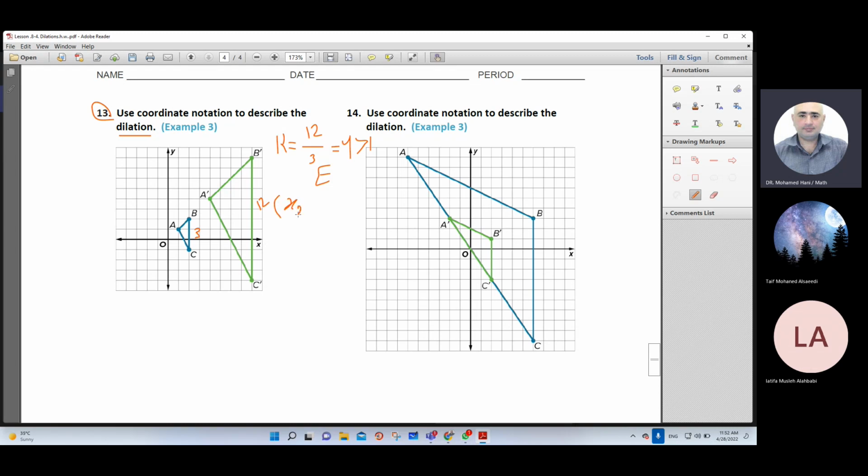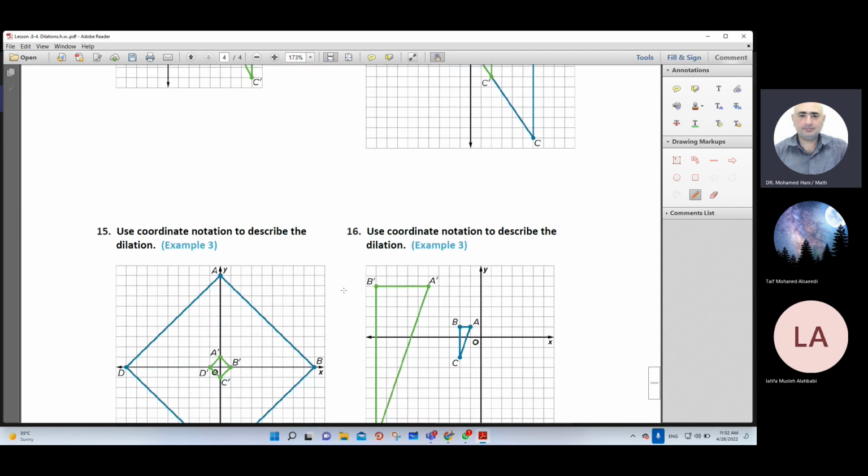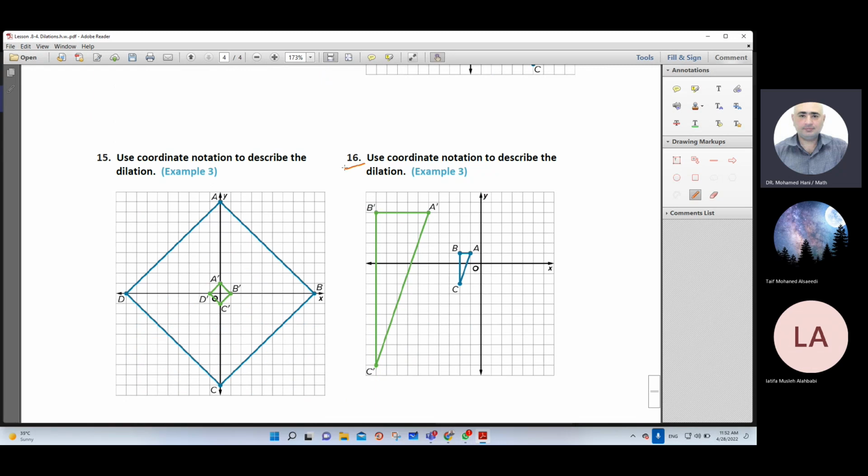(x, y) becomes 4x and 4y. So this is the dilation. Who has any question about this exercise? Right. Now I want someone to try to solve number 16, please. The same idea. Tell me what is the type of this dilation, then what is the rule. Start, please.